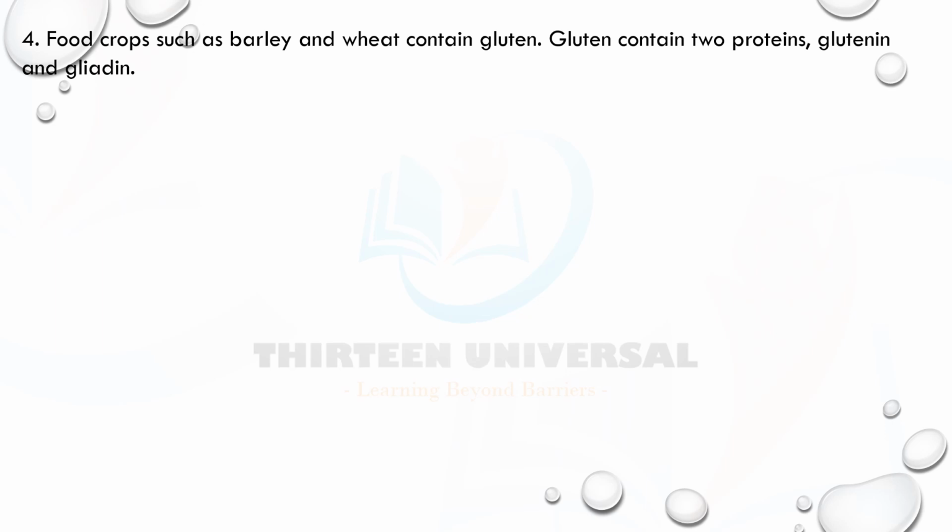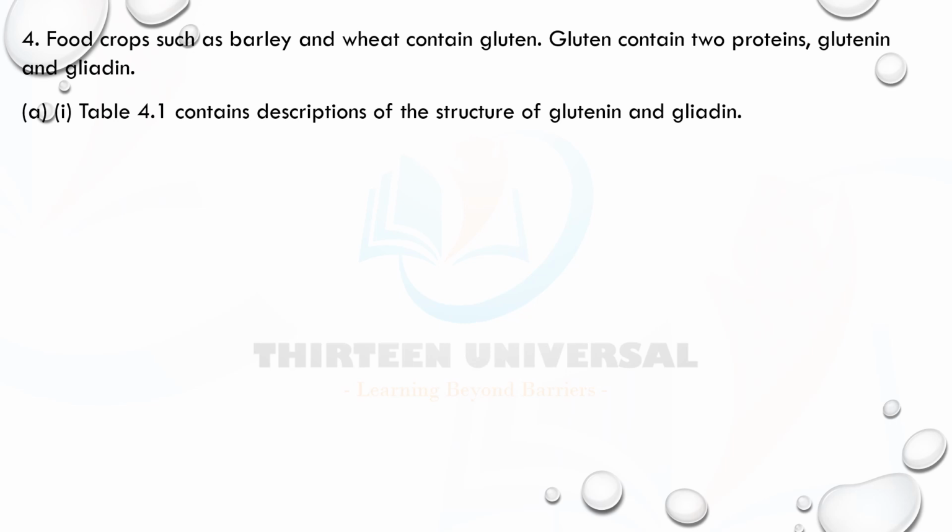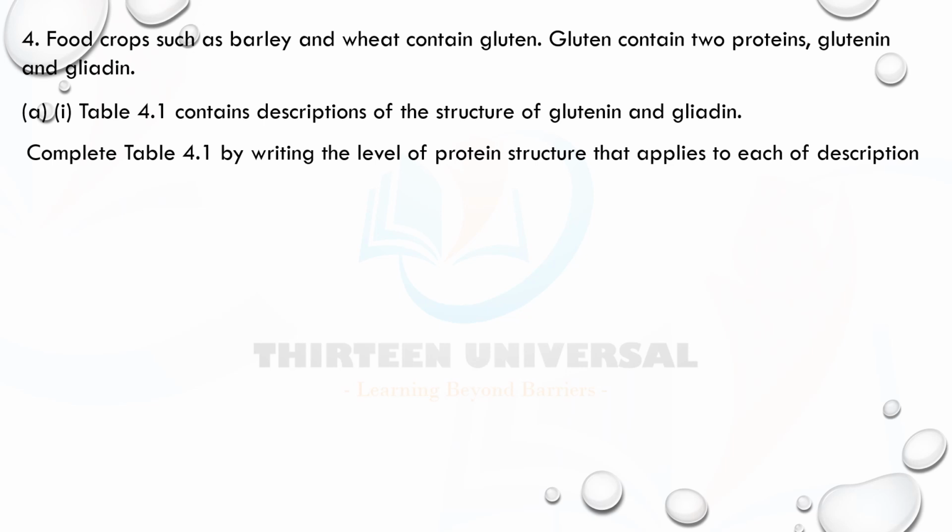Food crops such as barley and wheat contain gluten. Gluten contains two proteins, glutenin and gliadin. Let's tackle this question. Table 4.1 contains a description of the structure of glutenin and gliadin. Gluten is what makes bread stretchy and gives bread its characteristic look. I don't know why you like bread, but bread is sweet, man. It's good. Complete Table 4.1 by writing the levels of protein structure that apply to each of these descriptions.